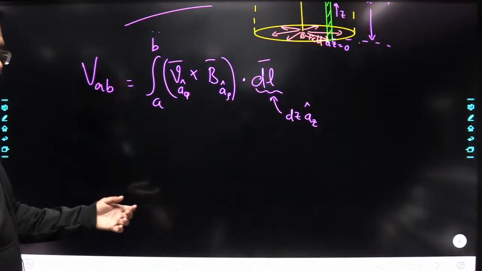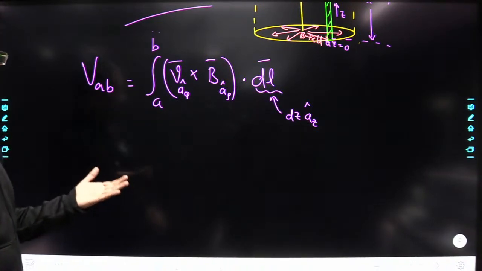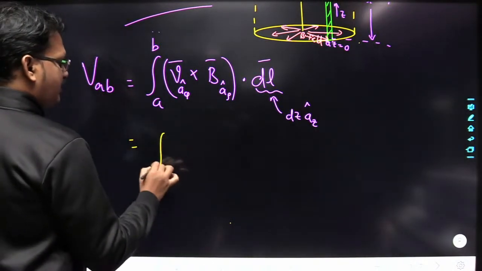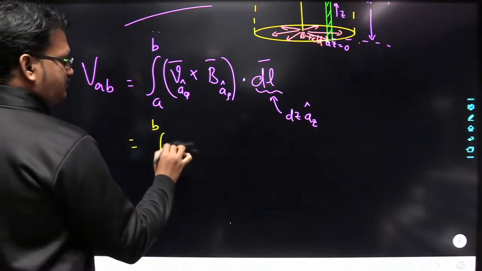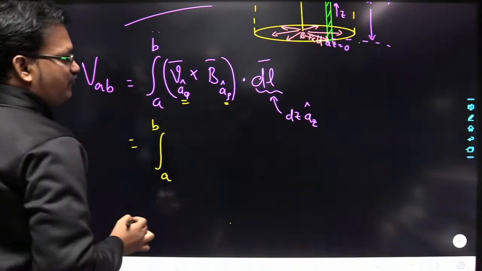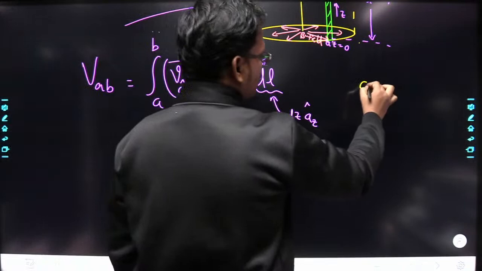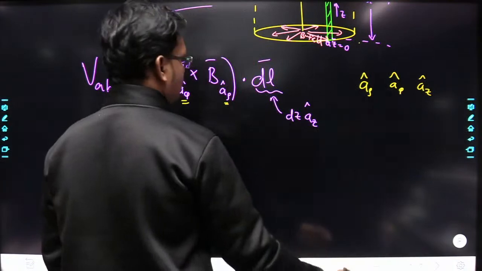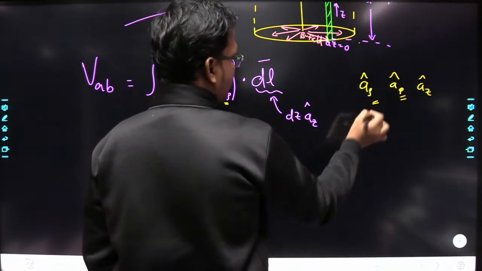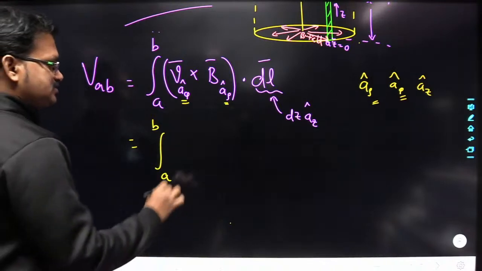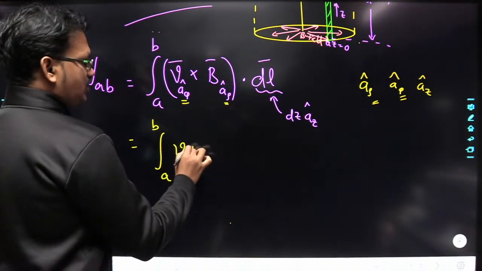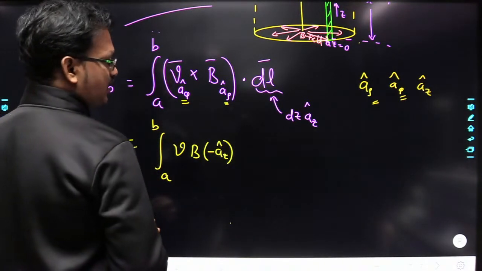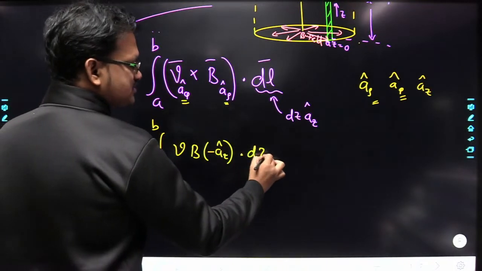Before I complete, at least tell me the expression here for V_AB. So integral from A to B, here a_phi cap cross rho cap. These are the unit vectors, right? So a_phi cap cross rho cap is nothing but minus a_z cap. So I am writing here V into B into minus a_z cap, dot dz a_z cap.